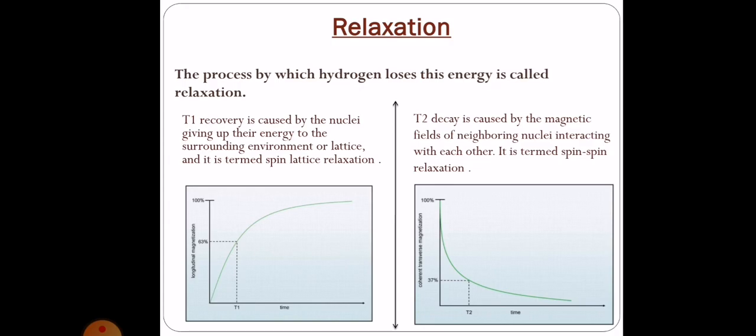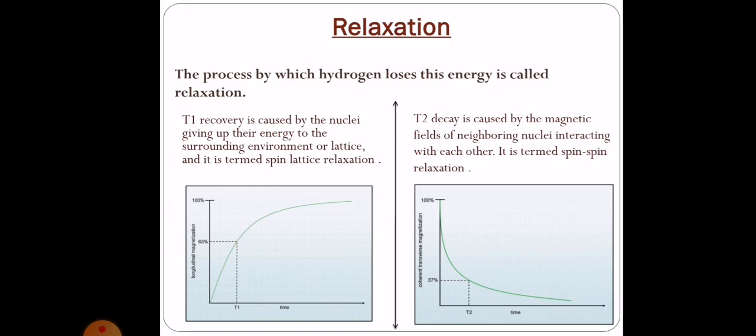Now coming to the T1 recovery. What is T1 recovery? In T1 recovery, nuclei give up their energy to the surrounding environment or lattice, and it is also termed spin lattice relaxation. Here you can see the graph also. And why is it called recovery? Because T1 relaxation results in the recovery of longitudinal magnetization due to energy dissipation to the surrounding lattice.